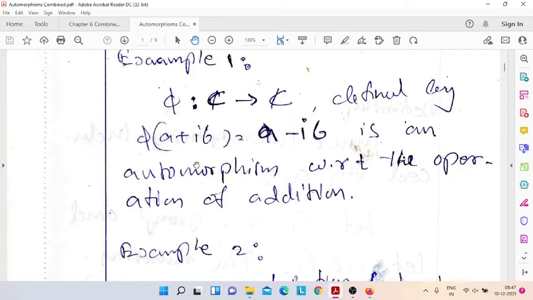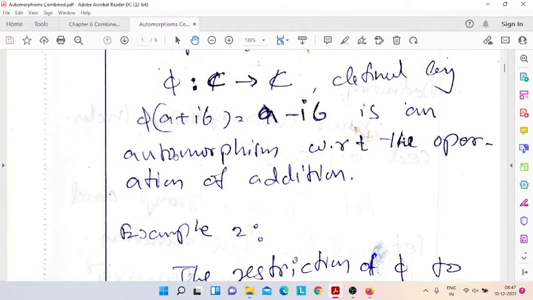So first we can show that it's an isomorphism because it satisfies all the properties of isomorphism, and then since both groups are the same, we can call it an automorphism. And the operation here is addition.